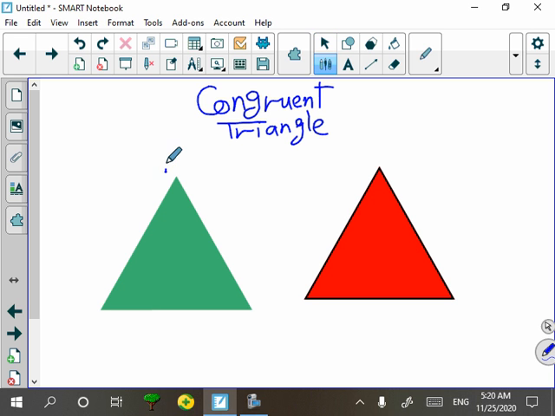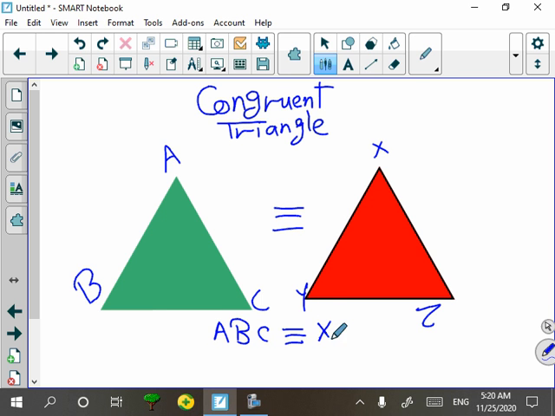When we have triangle ABC is congruent with triangle XYZ, we can write ABC congruent with XYZ.